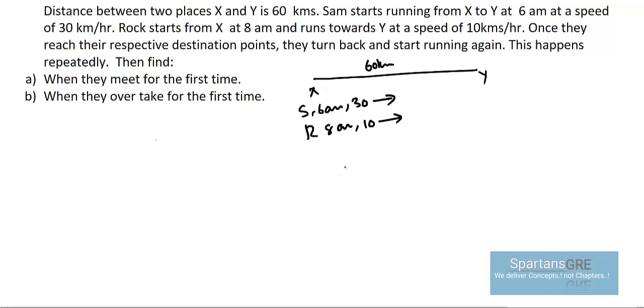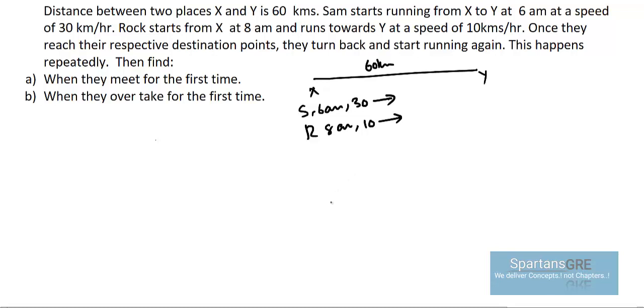Now we are asked to find, this is a to and fro journey. That means once S reaches Y, he turns back and comes back to X. Again he goes to Y. This repeats. So the question is when they meet for the first time and when they overtake for the first time. For when they meet for the first time, there is no issue at all. Directly we can answer it without using a timeline diagram.